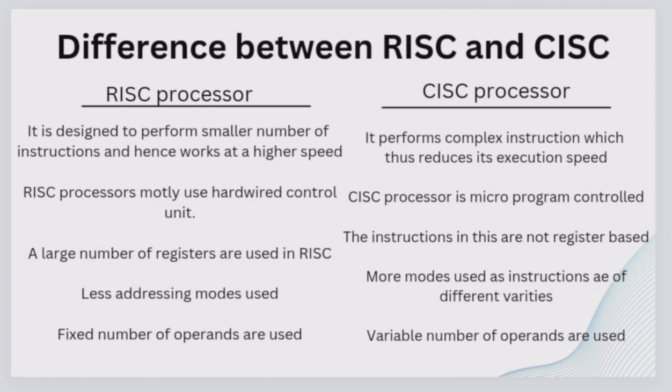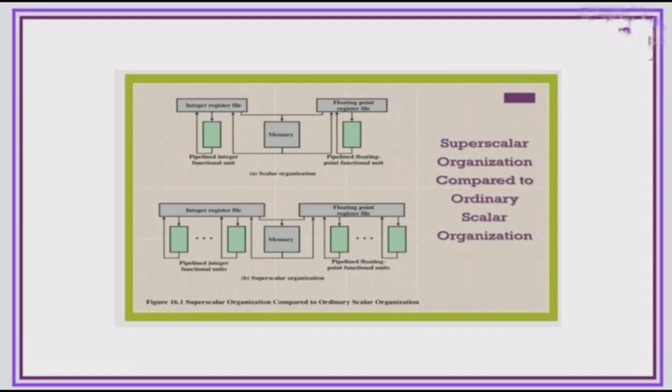And lastly, a fixed number of operands are used in the RISC processor, whereas the number of operands used in CISC are variable. They vary according to the use and purpose of the CISC processor. In case of scalar organization, the integer register file and floating point register file are interconnected to memory via a single pipeline function unit, whereas in case of superscalar organization, they are interconnected to memory via multiple pipeline function units.